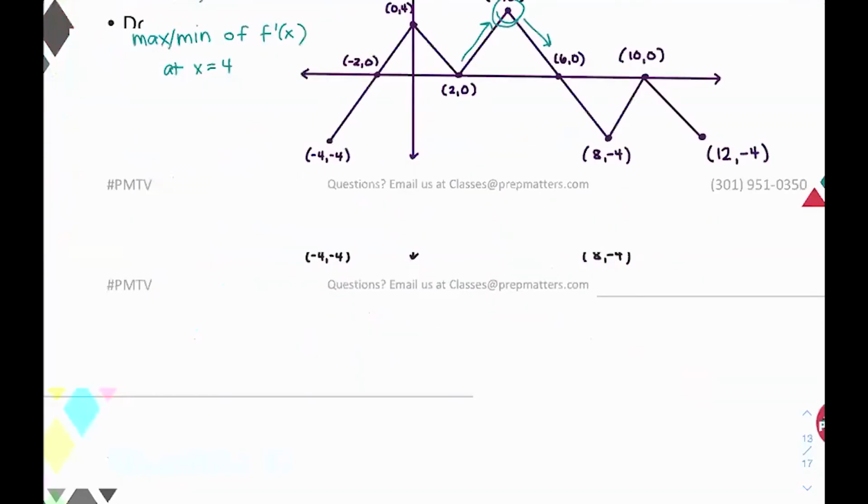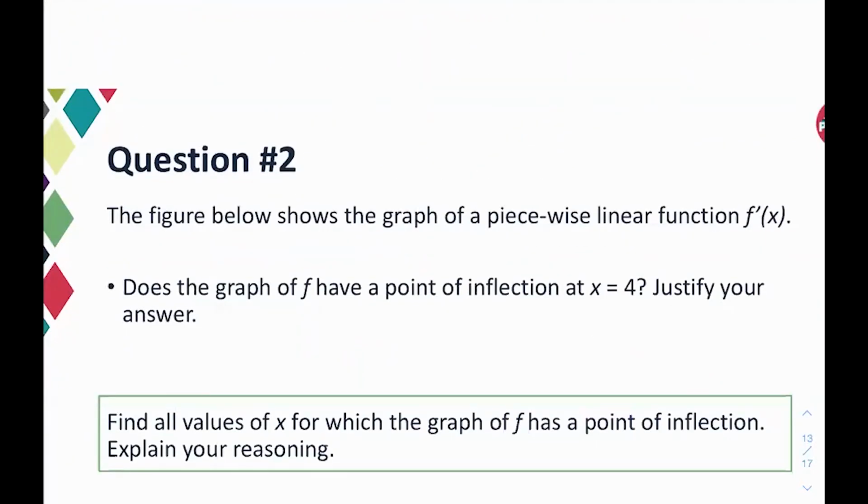So just like for the first part, I want to show you a slight variation of wording for this type of question as well. So this is what we just did. We also can have this wording right here. Find all values of x for which the graph of f has a point of inflection and explain your reasoning. So same type of idea. We're just not zeroed into one specific point. We have to look for all of the points. We need to figure out all of the points where our, in this case, first derivative changes from increasing to decreasing or decreasing to increasing, which would mean that our second derivative would equal 0.